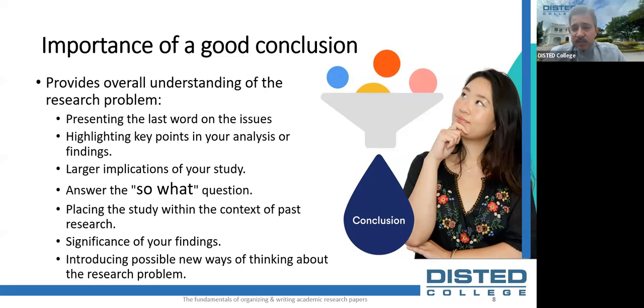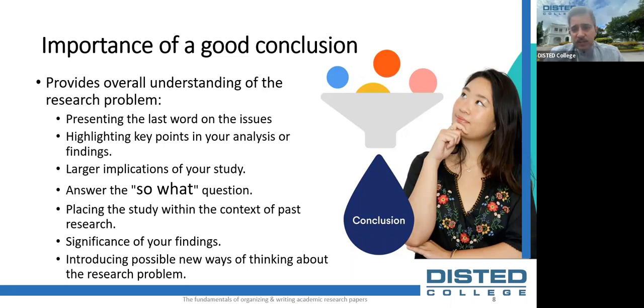Another important aspect is summarizing your thoughts and conveying the larger implication of your study. The conclusion also answers the so what question. Now that you've got this result, what does that mean? This question is placed within the context of past research, so you refer back to the literature. This is your finding. What is in the literature and how do you react accordingly? Is it supporting the literature? Are you against the literature? Or are you bringing in a new approach in the finding?